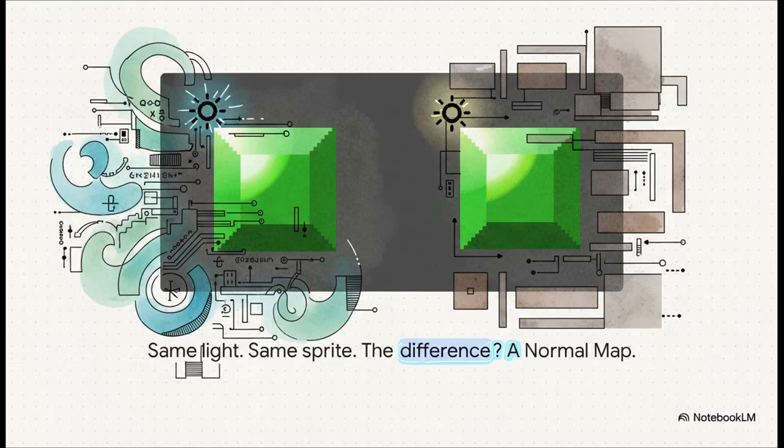Now for something that is just so cool. Look at this. On the right, you've got a normal 2D sprite with a light shining on it. The light just makes a flat circle. But look at the one on the left. The light actually seems to understand the shape of the gem. It catches the edges, it creates highlights and shadows. This is not a 3D model. This is the power of something called a normal map.